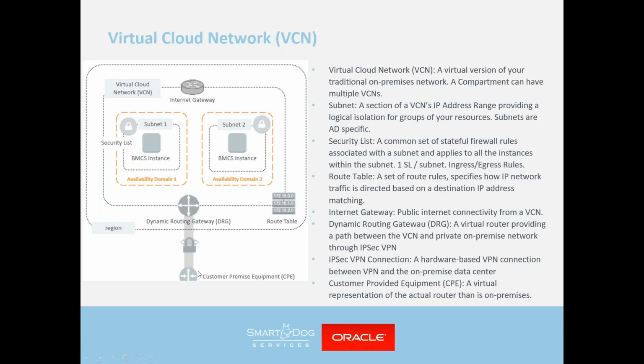Now, if you have your own servers running in your own data center, then you will create what is known as a DRG, and the equipment that you have at your own data center will connect through the DRG through IPsec VPN, so that they become part of your own network. Okay, so this is the whole diagram of a virtual cloud network.